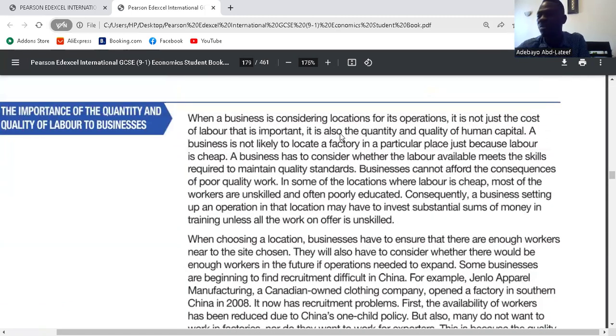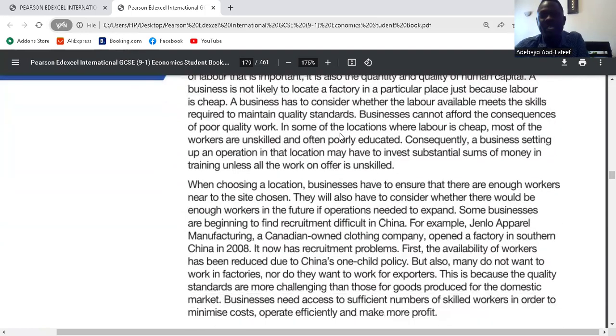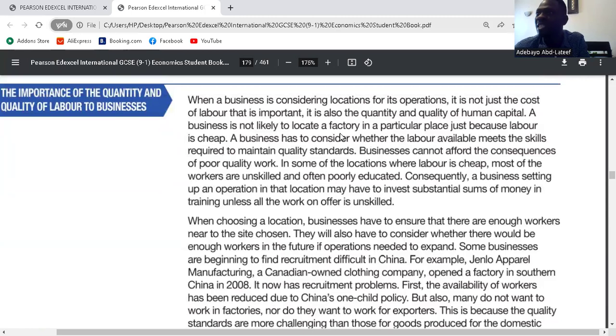The importance of quality and quantity of labor. Quantity of labor means how cheap it is to employ. Quality means how skillful or qualified you are. So if you are skillful and qualified, that means you get more pay. So when firms are locating their factories, they should not only consider how cheap labor is, they should also put into consideration the quality of workers.